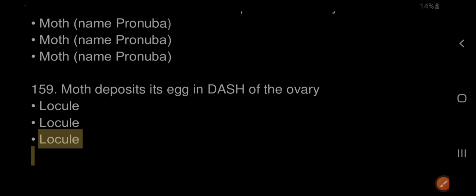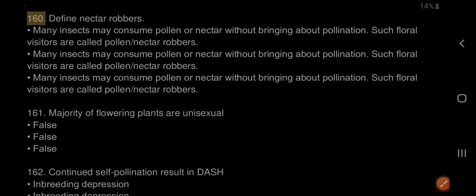Many insects may consume pollen or nectar without bringing about pollination. Such floral visitors are called pollen nectar robbers.